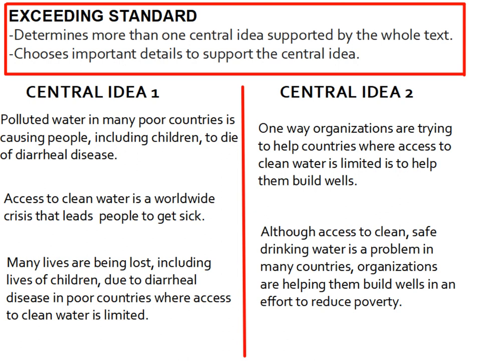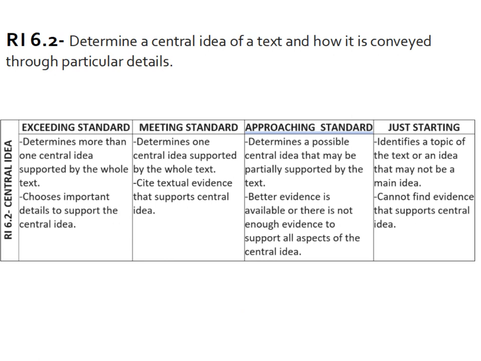If you came up with two central ideas, however, and your two central ideas are not dealing with this or do not have enough information, then you could still get a meeting standard or an approaching standard, because it's important that your two main central ideas really deal, in this case, with the problem and the solution. Some articles might deal with other things, and we'll look more at text structures to help us find the central idea.